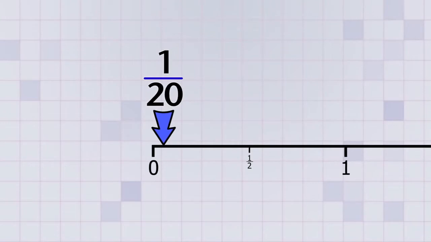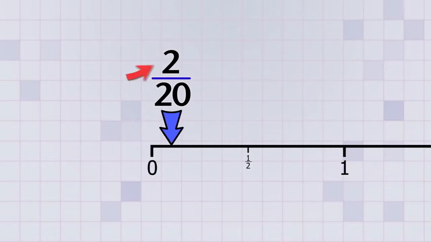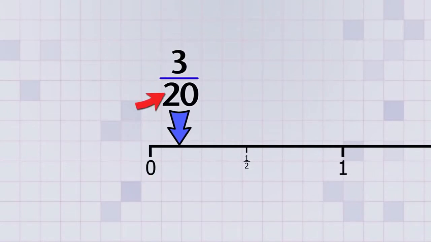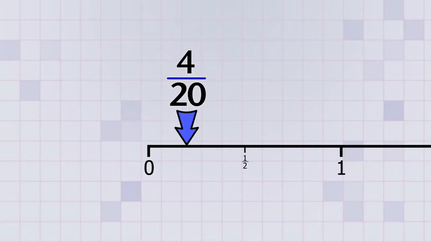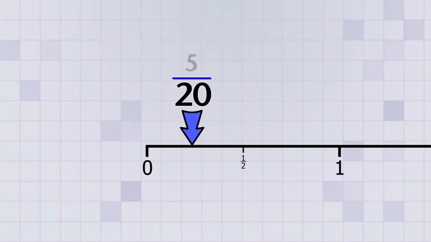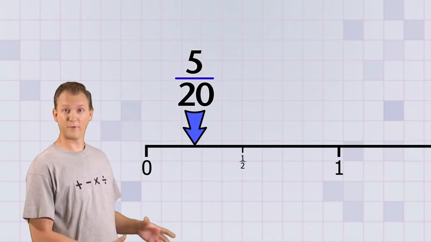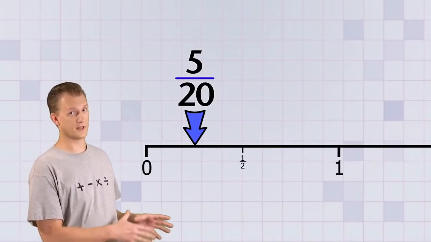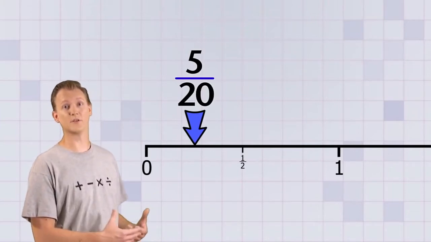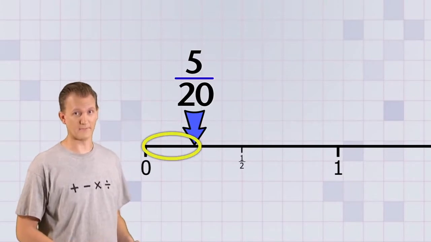We haven't gotten very far from 0 yet, and you might have noticed that the top number is still very small compared to the bottom number. But as the top number gets bigger, the value of our fraction is increasing. That tells us that if a fraction's top number is a lot smaller than its bottom number, then its value is going to be close to 0 in this part of the number line.